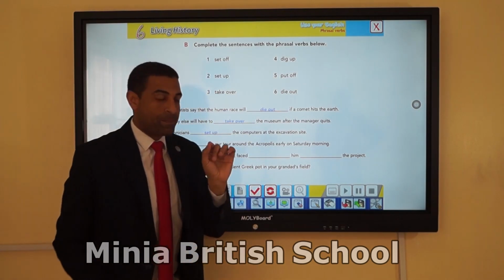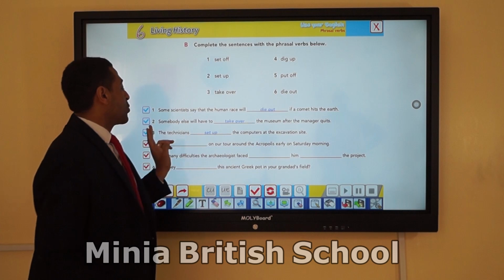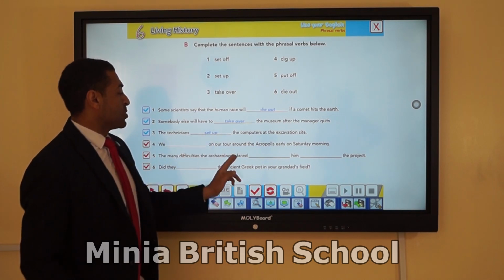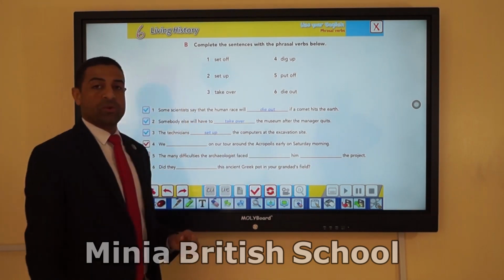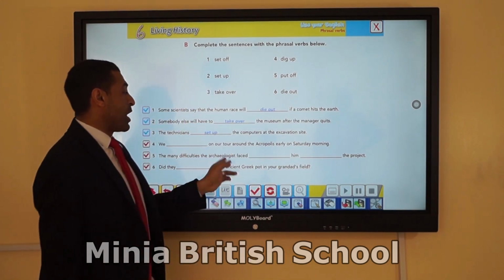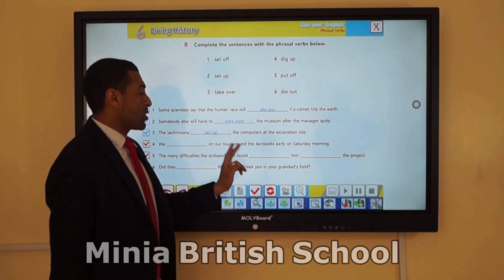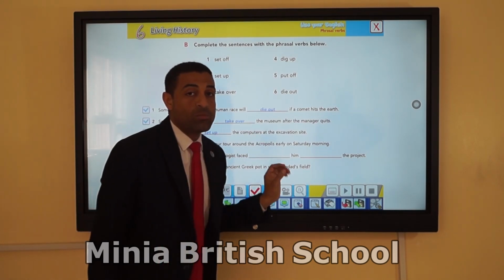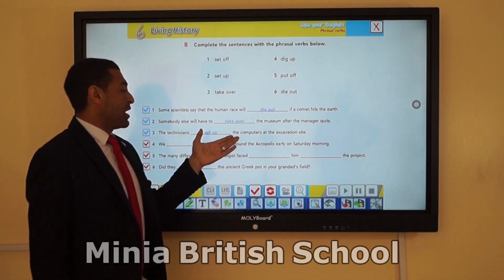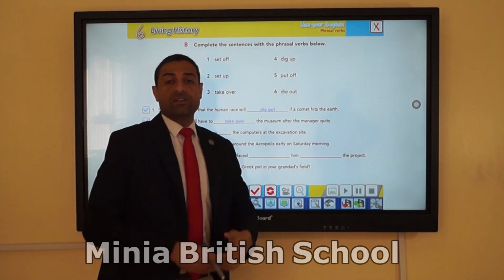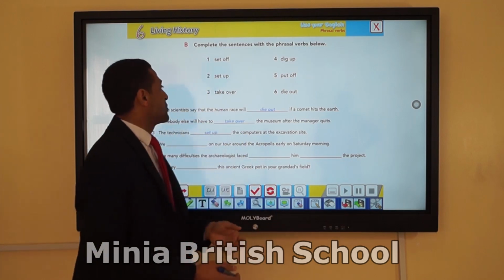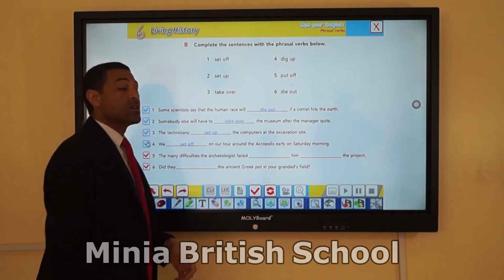Number four, we set off on our tour around the Acropolis early on Saturday morning. So here, we need to start something. We need to start a journey, a trip. So we need to set off.